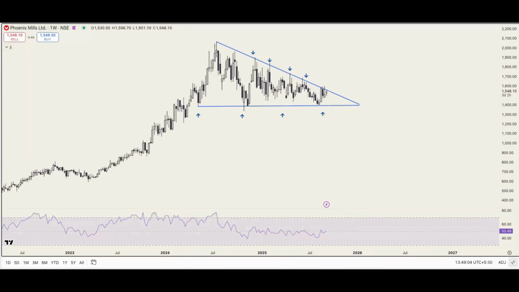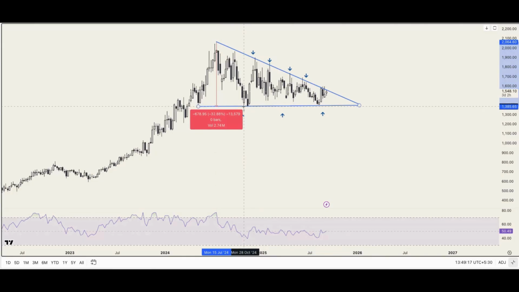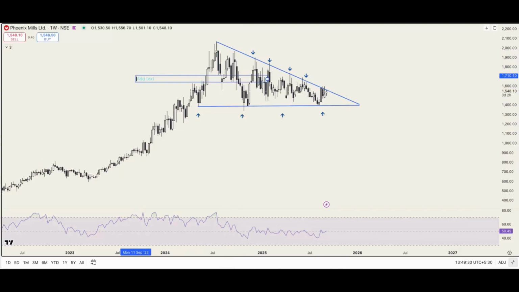First, we have to calculate the height of the triangle. The height of the triangle means the higher high from where it has started the triangle. Always remember, from where it has started the triangle till the base here. It's a solid base here. So it's almost near about 678 or 680 points. I'll just take the round up. So our height is 680 rupees. Okay.